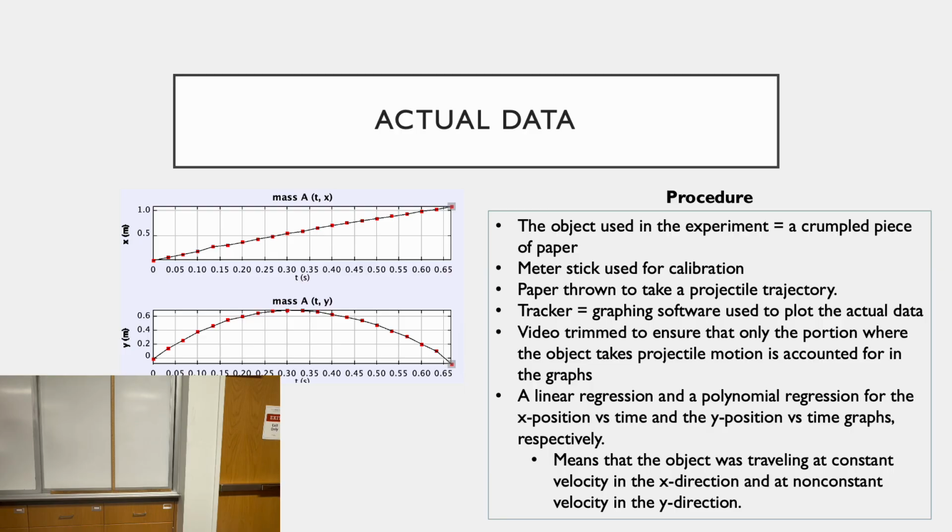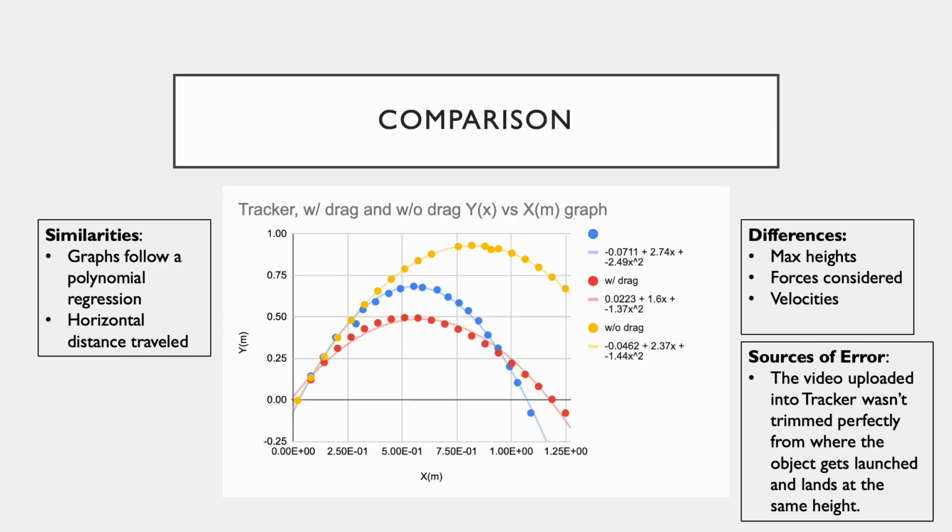Tracker was able to create a linear regression for the x position versus time graph, reaffirming that the object traveled at constant velocity in the x direction. Tracker used the polynomial regression for the y position versus time graph, thus showing that there was acceleration in the y direction. Now moving on to the comparison.